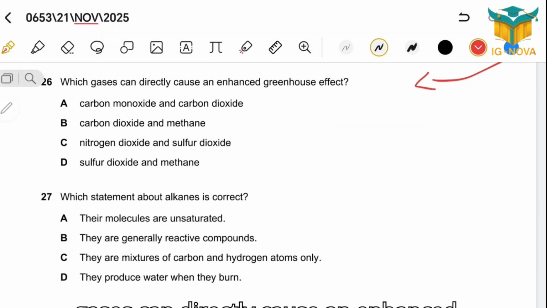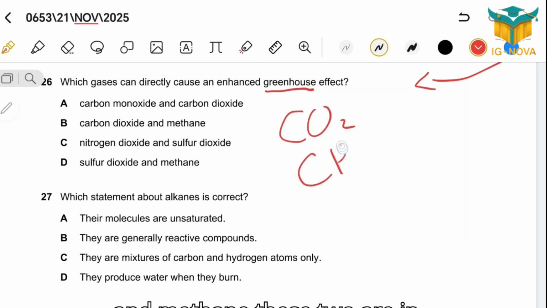Which gases can directly cause an enhanced greenhouse effect? Direct greenhouse gases are carbon dioxide and methane. These two are in our syllabus. So search for them. Carbon dioxide and methane, option B.